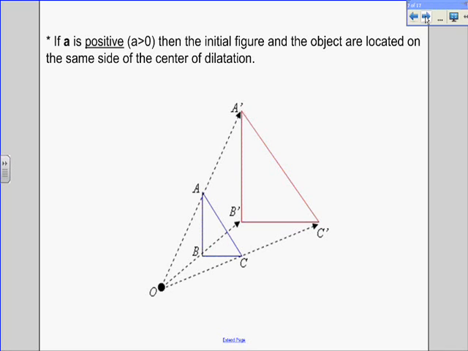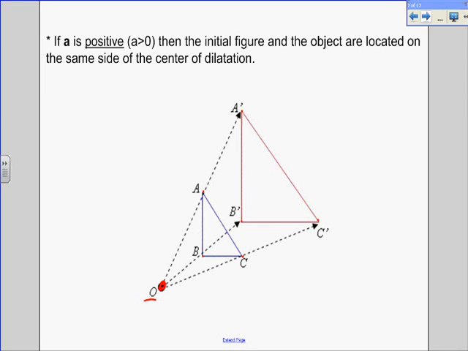So if a is positive, if it's greater than 0, then the initial figure and the object are located on the same side of the center. So this is my center here. We're using the origin as our center. And we can see here that our object has the corners A, B, and C, and that it's on the same side of the center as its image, A prime, B prime, and C prime. And that's a clue for us that our value of a is a positive number.